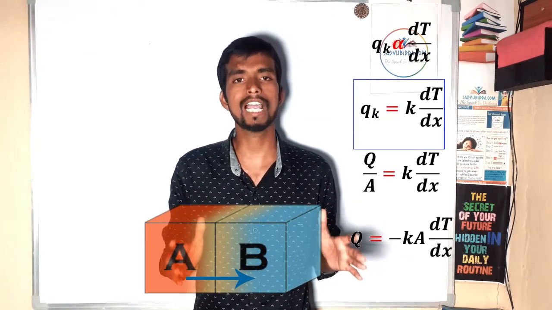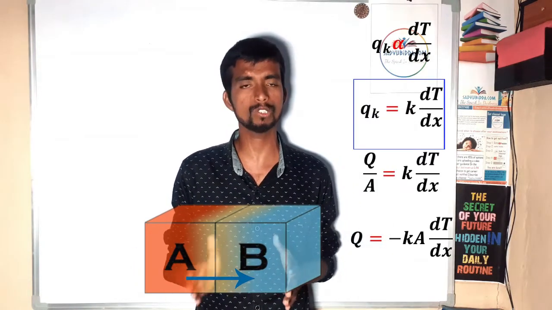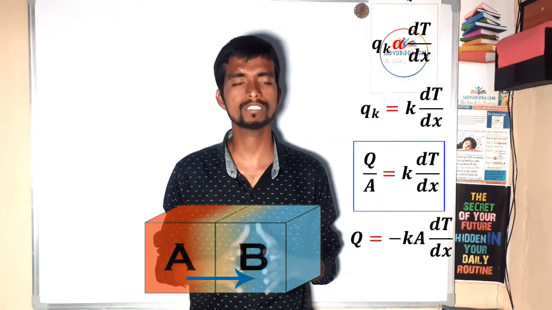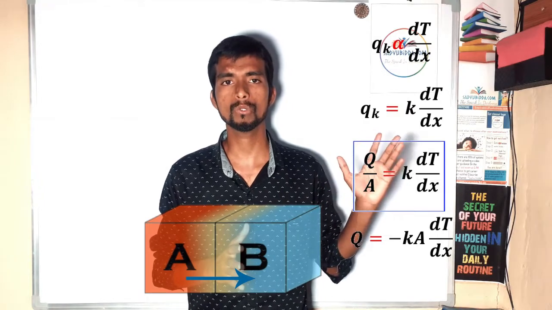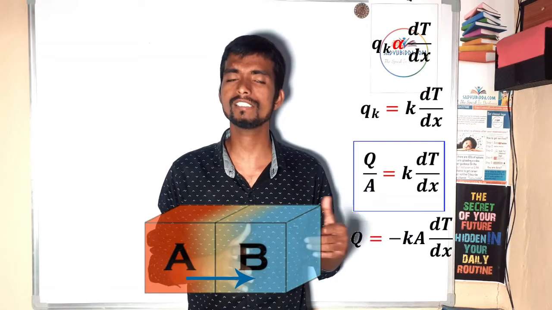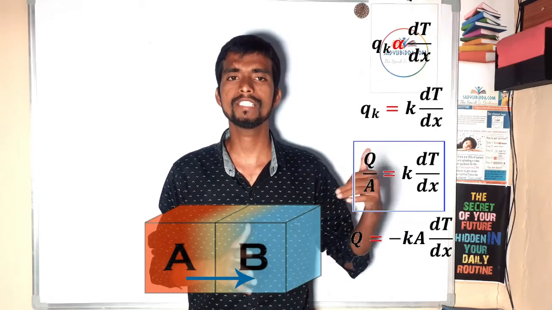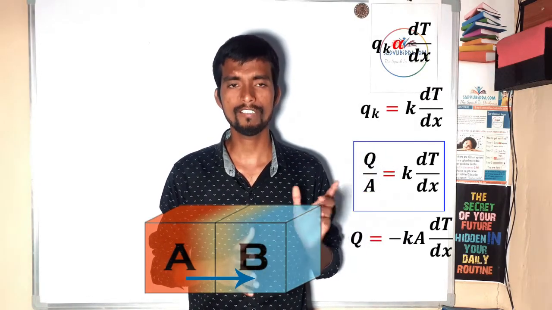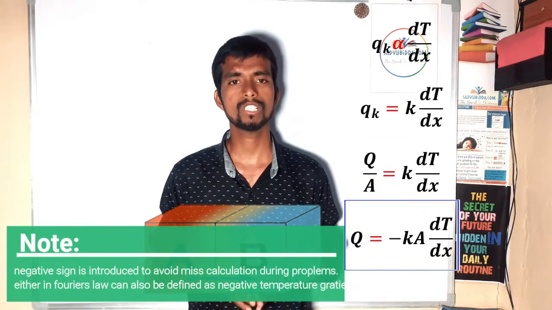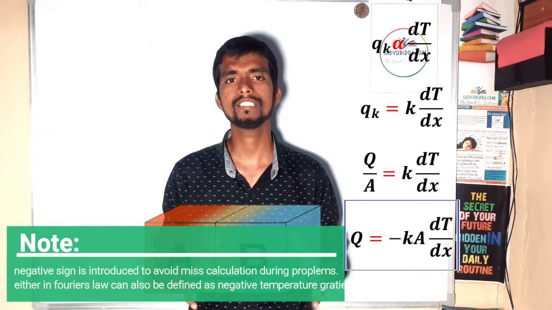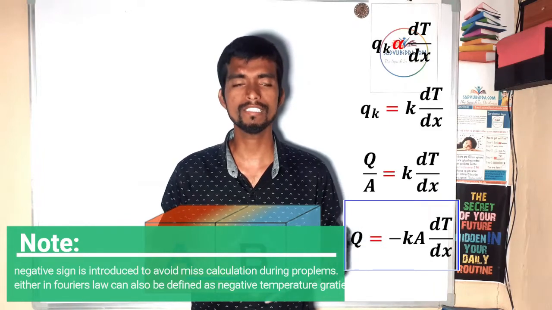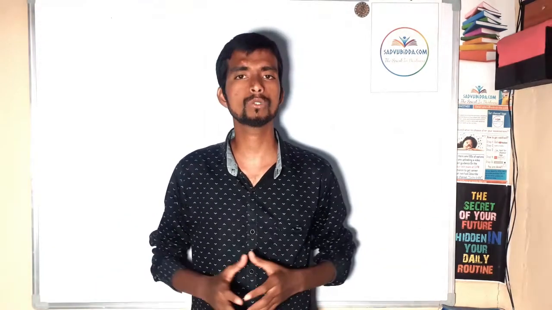If we want the actual amount of heat transfer between these two solids, we have to consider the area. That is, this small q equals k dT by dx changes into q upon area equals k dT by dx. If we take this A to that side, the equation becomes Q equals kA dT by dx. This is known as Fourier's law of heat conduction. Now let us move on to convection.